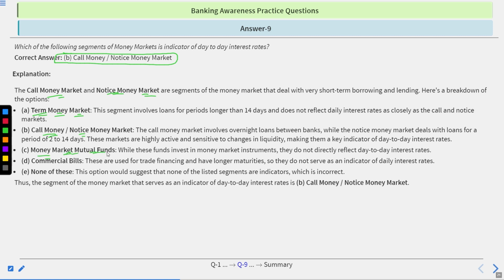Money market mutual funds. These funds invest in money market instruments. They do not directly reflect day-to-day interest rates. Commercial bills are used for trade financing and have longer maturities, so they do not serve as an indicator of daily interest rates. Okay.